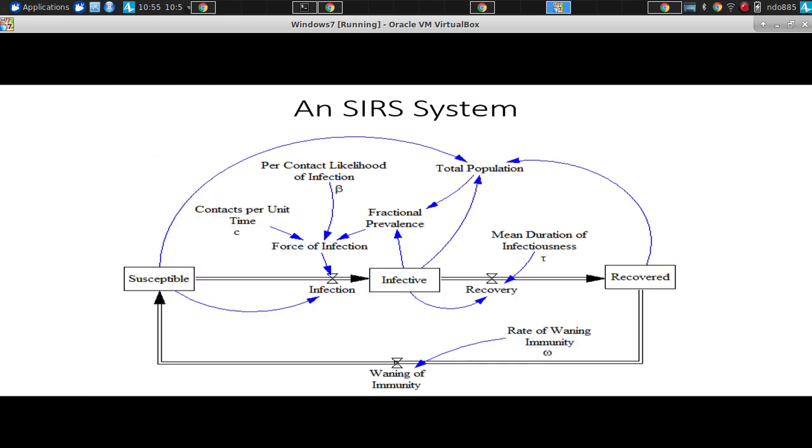Okay, so if we go to a more interesting case where a lot of the same principles apply, it's this one. And here, the total population, is it fixed or not? An SIRS system, fixed or not? Fixed. We still have conservation of people. These stocks are collectively exhaustive and mutually exclusive. People are either susceptible, infected, or recovered, but wherever they are, they can't leave the system. It's a closed system, as we say.